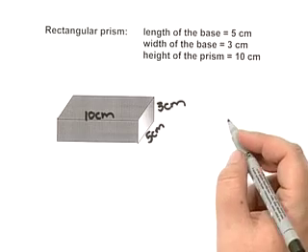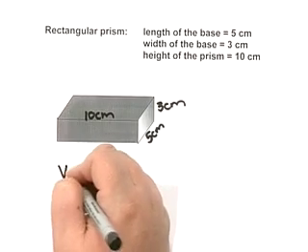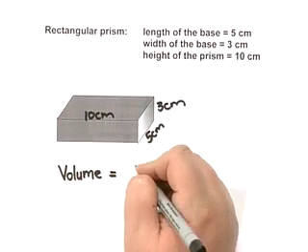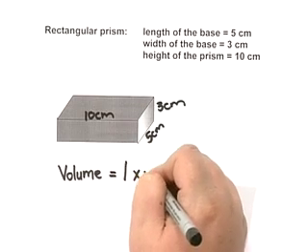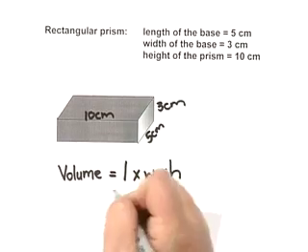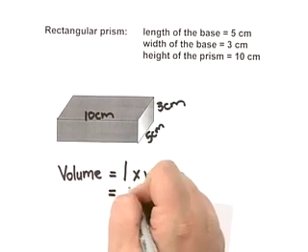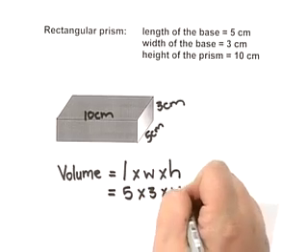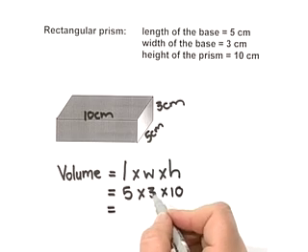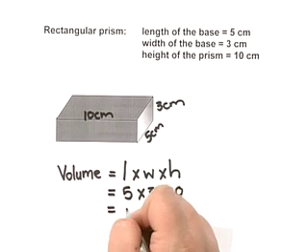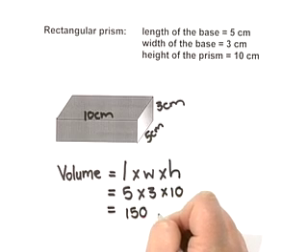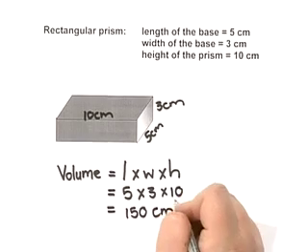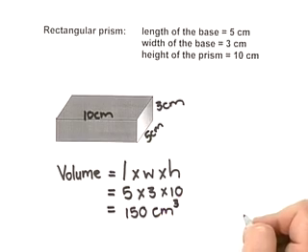Now let's record our volume. We now know the formula for volume of a rectangular prism is equal to, remember, length times width times height. Couldn't be easier. The length is 5 centimeters, the width is 3 centimeters, and the height is 10 centimeters. So we have 5 times 3, 15, times 10, 150. What should I record here? Remember, it is cubic units, so it is cubic centimeters.